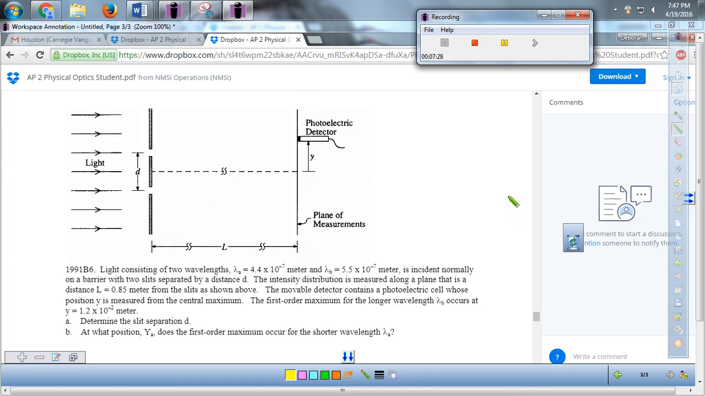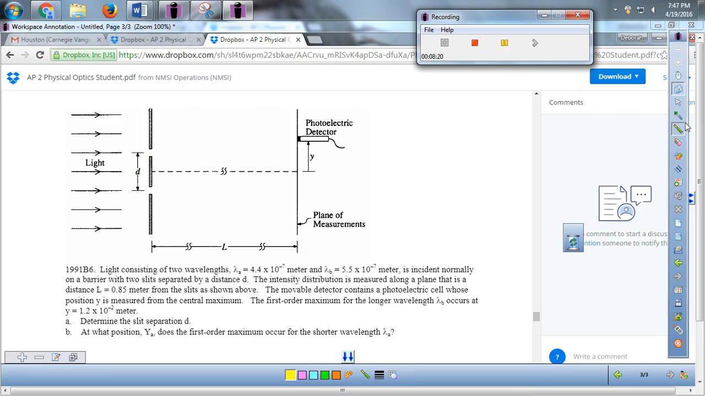Alright, so 1991 says light consisting of 2 wavelengths, lambda A, 4.4 times 10 to the minus 7th meters, and lambda B, 5.5 times 10 to the minus 7th meters, is incident normally on a barrier with 2 slits separated by distance d. The intensity distribution is measured along a plane that is 0.85 meters from the slits as shown above. The movable detector contains a photocell whose position y is measured from the central maximum. The first order maximum for the longer wavelength occurs at y equal to 1.2 times 10 to the minus 2 meters. They want us to determine the slit separation d, so we're looking for that value right there.